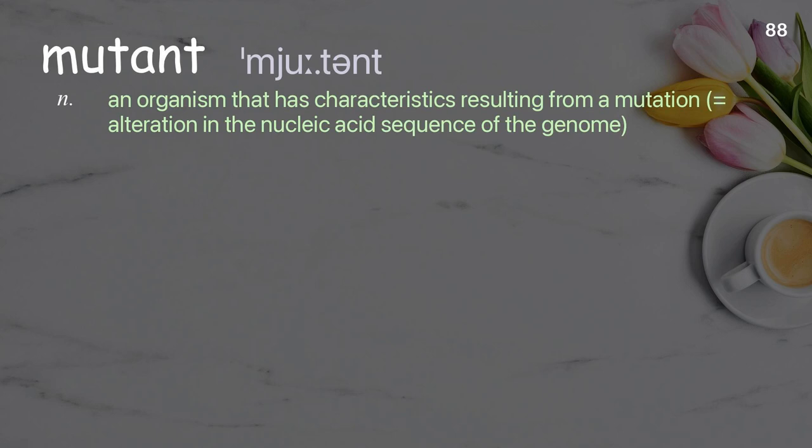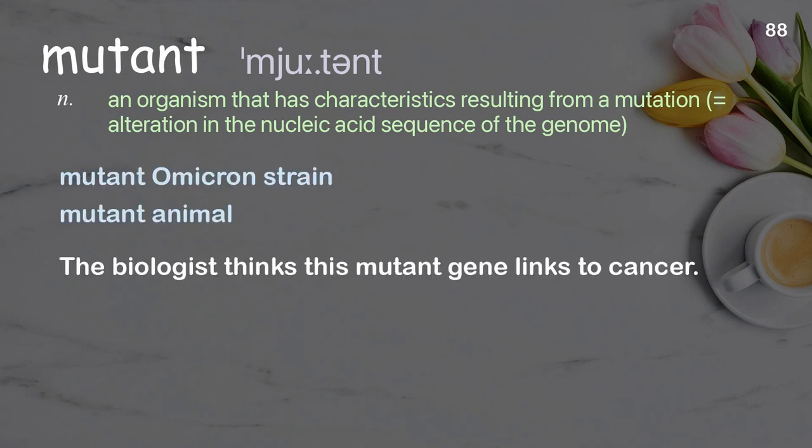Mutant. An organism that has characteristics resulting from a mutation, an alteration in the nucleic acid sequence of the genome. Examples. Mutant Omicron strain. Mutant animal. The biologist thinks this mutant gene links to cancer.